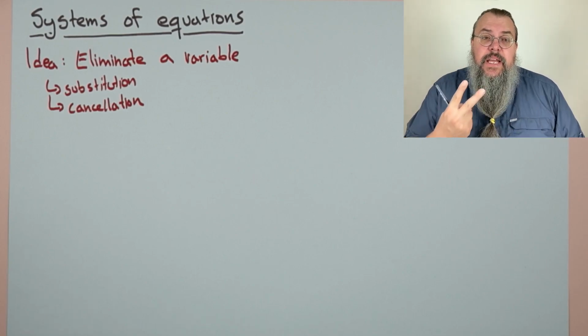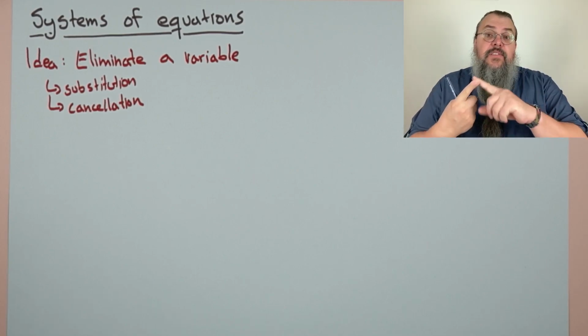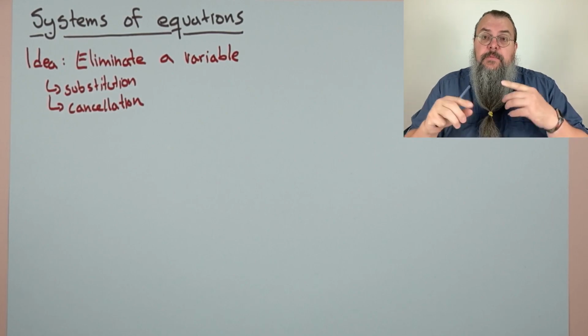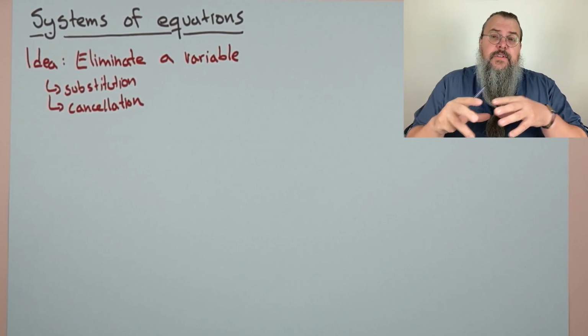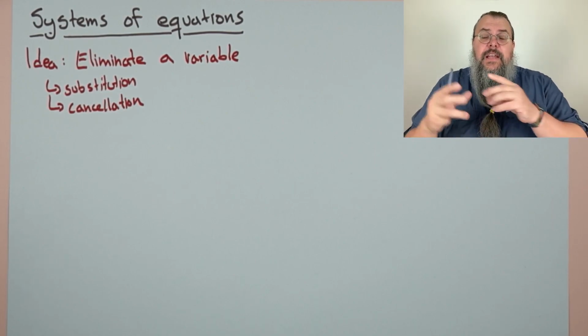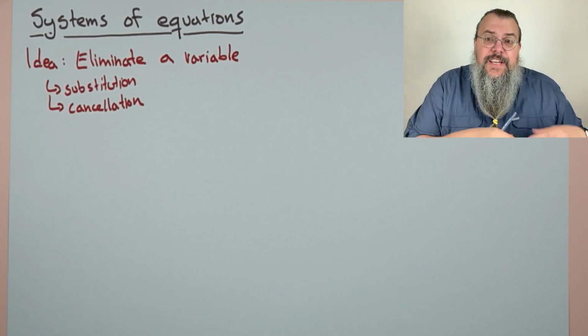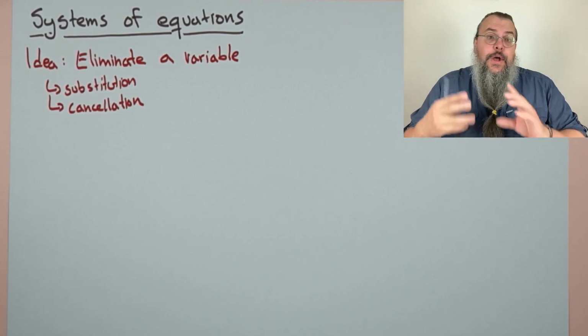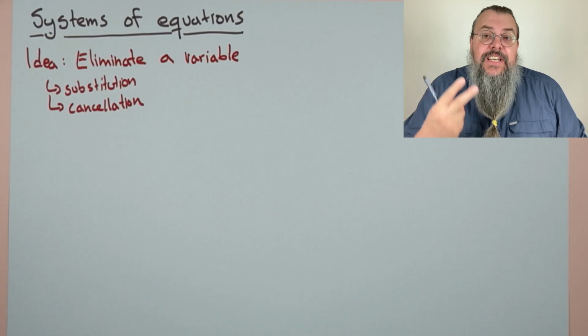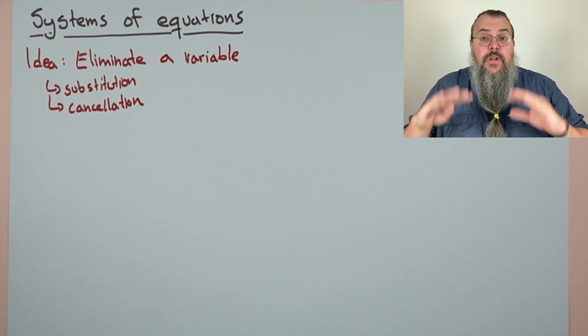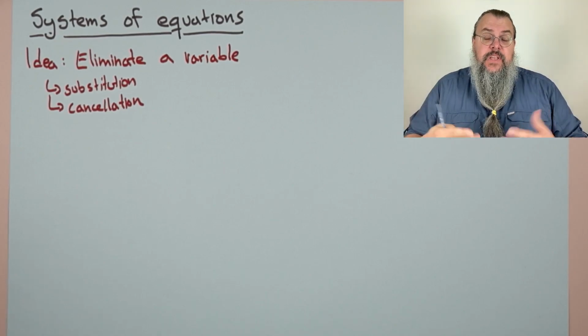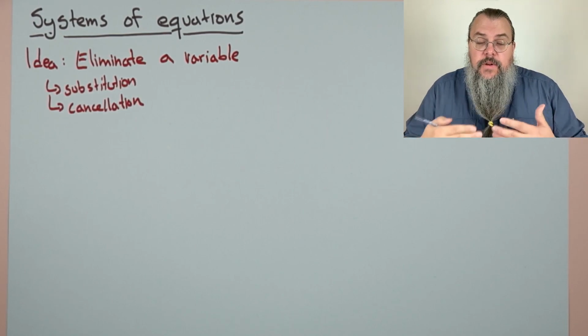So we say, okay, how do we go about eliminating a variable? Well, there are 2 main strategies. One is substitution, where you solve for one variable in terms of everything else, and then you take that expression and plug it in. That works. But the second strategy, cancellation, is one I really want you to practice. This is a really nice way to approach it.